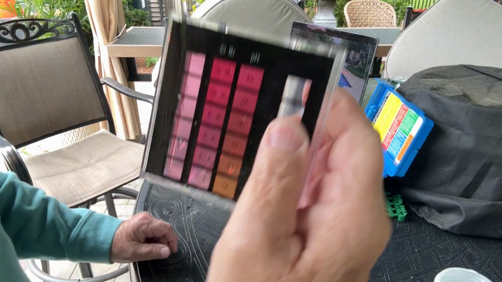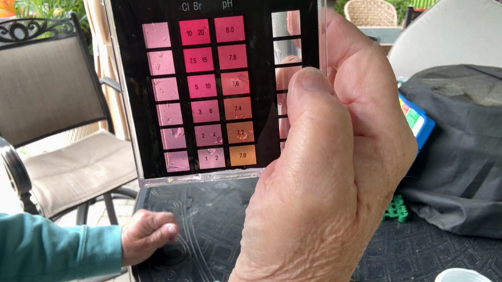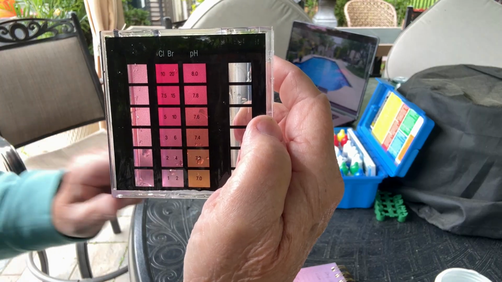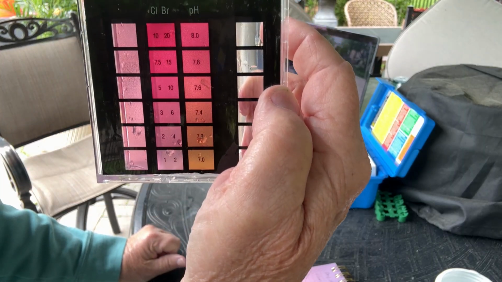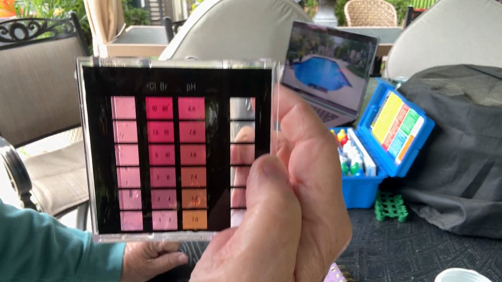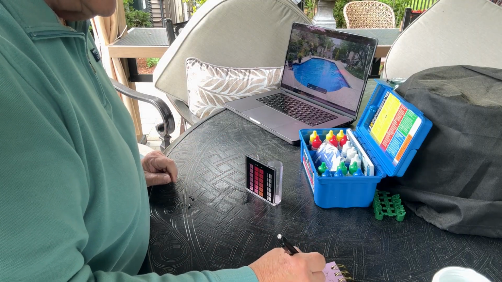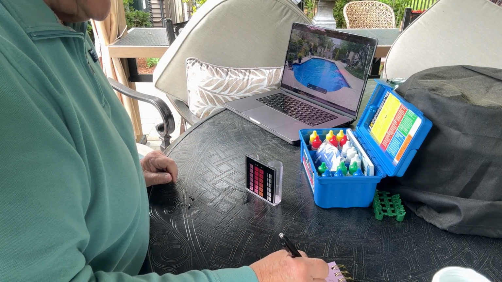I'll let you tell me what you think. I was thinking it's 1 to 2, possibly 2 to 4. I'm going to treat it as 1 to 2 parts per million, and we're going to add a little chlorine today.